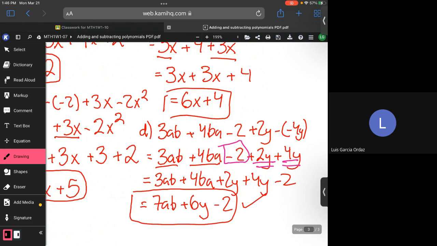This is the exit ticket. Where do we write it in private comment? You can type it out.